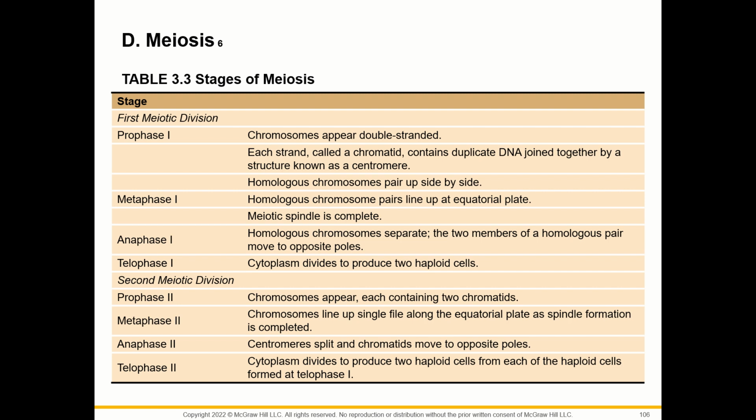In the second meiotic division, in prophase 2, chromosomes appear, each containing two chromatids. Now we got to get those chromatids apart. So metaphase 2, the chromosomes line up single file. So this is a lot more like mitosis. And we're going to then split the chromatids apart. But there's only 23 that were split, not the whole 46. And so we're still haploid. And in telophase 2, the cytoplasm divides to produce two haploid cells from each of the haploid cells formed at telophase 1.